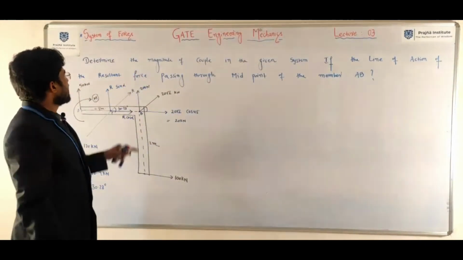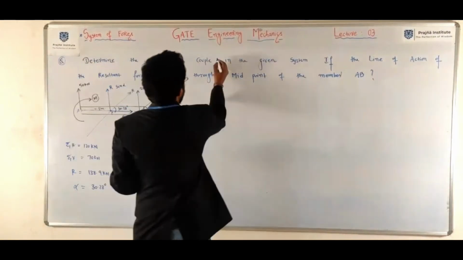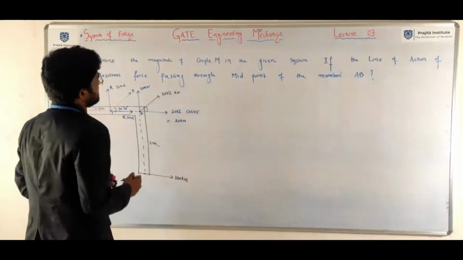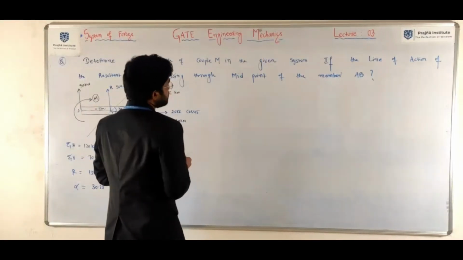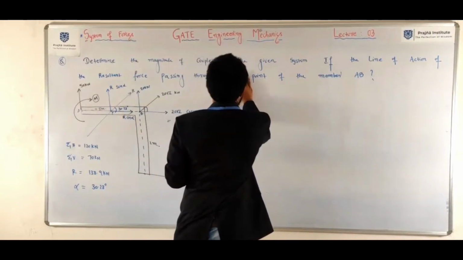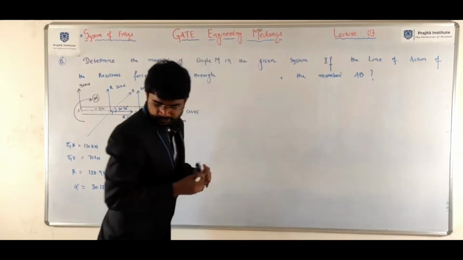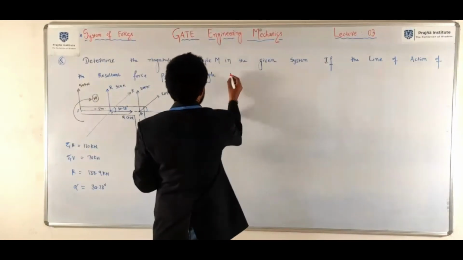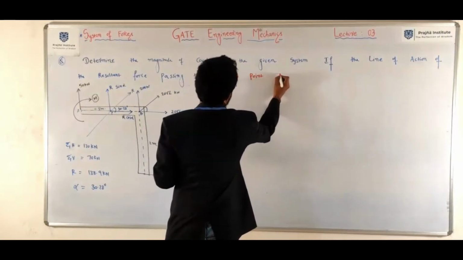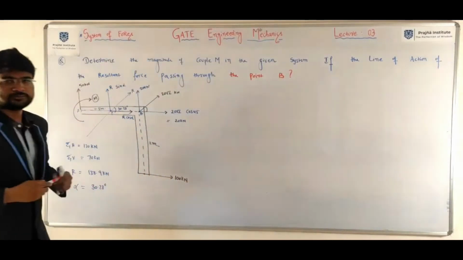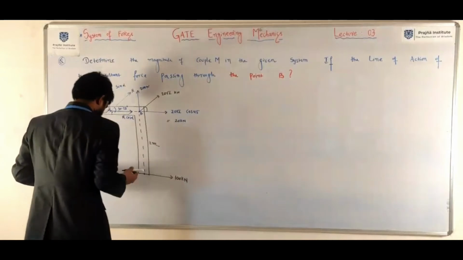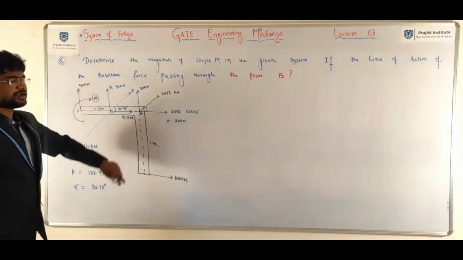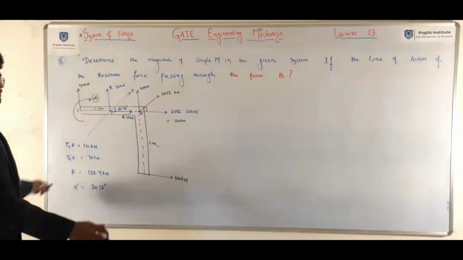Determine magnitude of the couple M in the given system of forces if the line of action of the resultant force is passing through the point B. Passing through the point B. It is very simple.